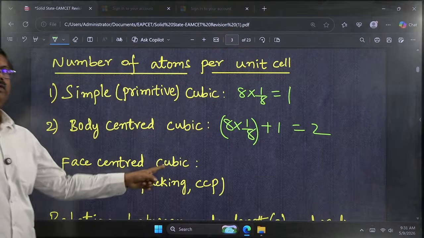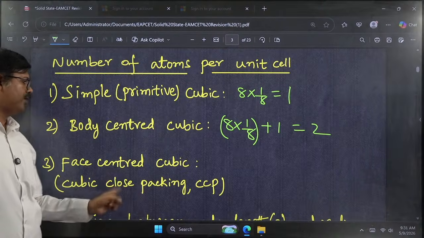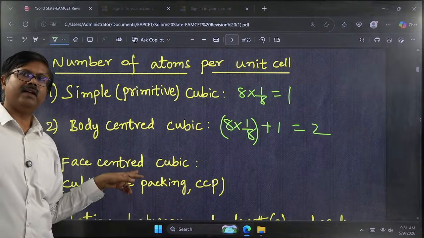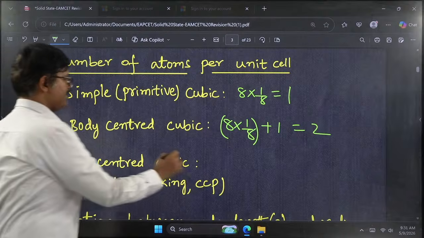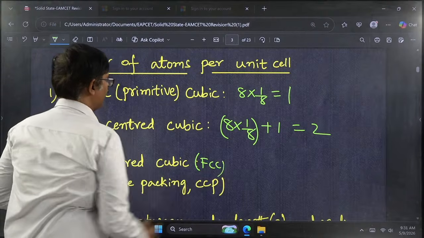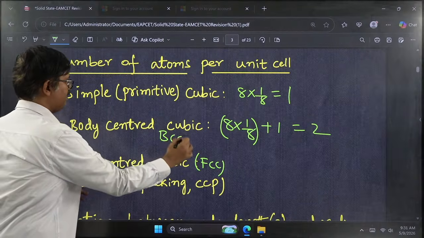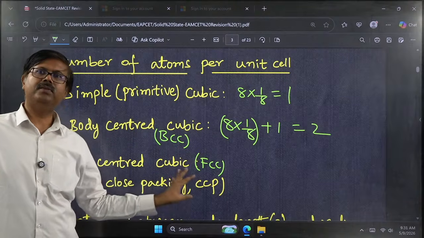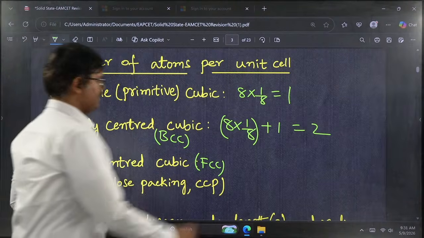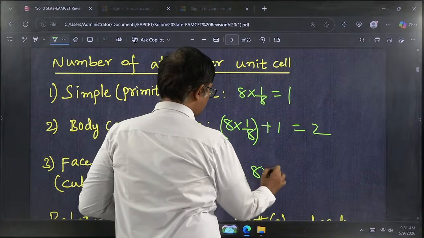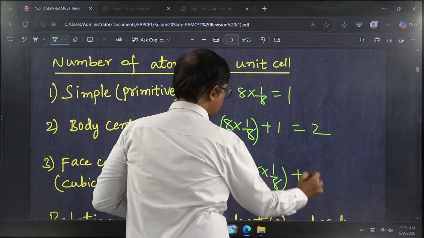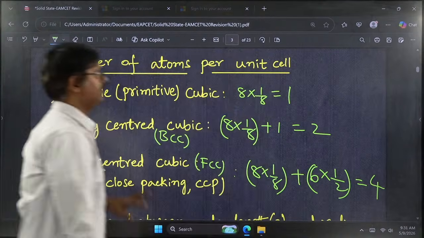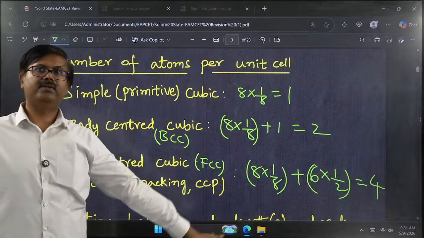Face centered cubic, which is also sometimes termed cubic close packing, CCP. CCP or FCC. Face centered cubic is written as FCC. Body centered cubic is sometimes written as BCC. So, FCC or CCP both mean the same. In such a scenario, 8 corners plus 6 face centers, total how much? 4 atoms per unit cell. So, atoms per unit cell is this. You must remember this.